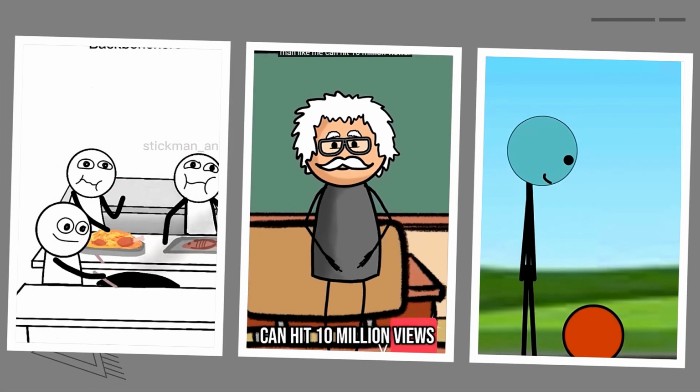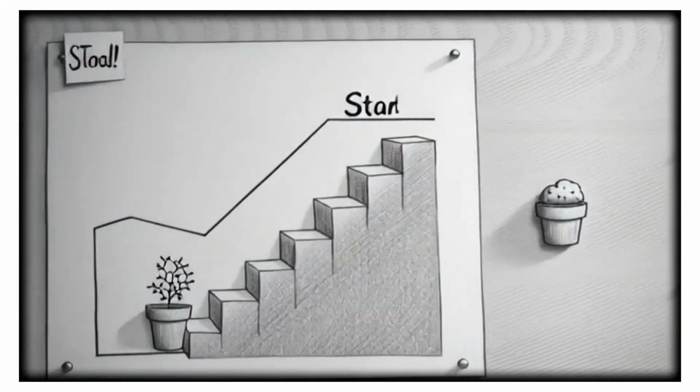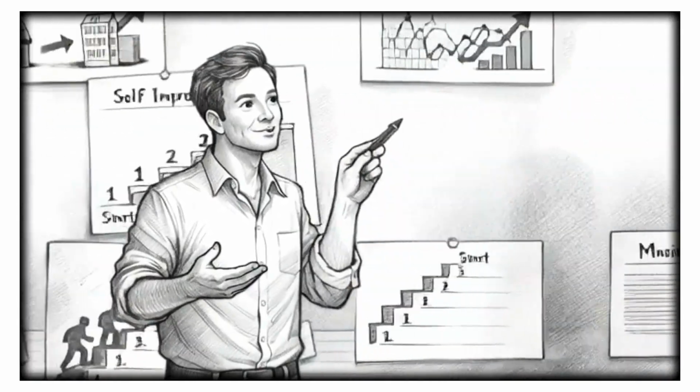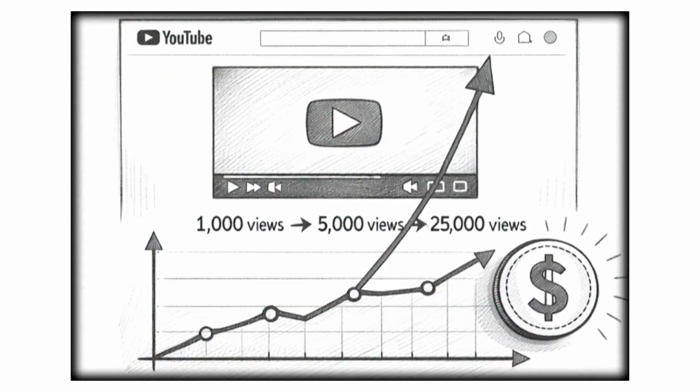The 2D animation explainer format is currently one of the most popular and reliable faceless YouTube formats. This format is perfect for viewers because people don't just listen but also understand complex topics like finance, business, psychology, and self-improvement easily through step-by-step visuals. And the monetization potential is also strong.